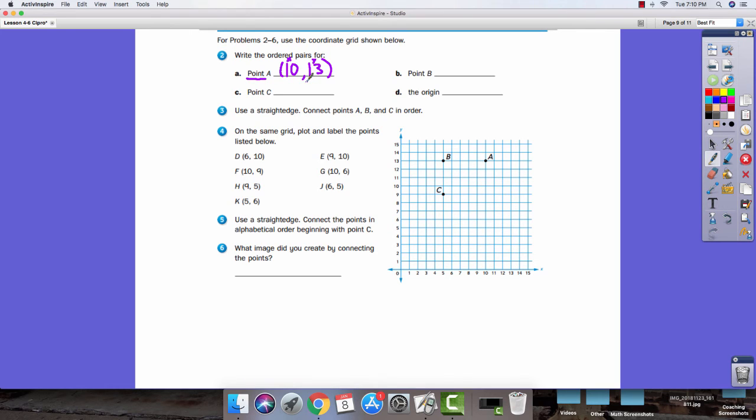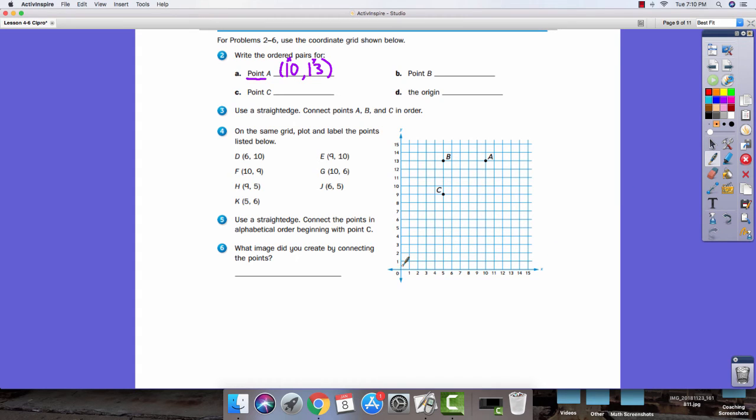Pause video. All right, let's look at point B. I want you to try point B on your own. Remember, you go over, up. So you need to find your x-coordinate, then your y-coordinate, and write an ordered pair. It needs to be in parentheses separated by a comma. So pause video and try point B on your own. All right, let's see how you did.